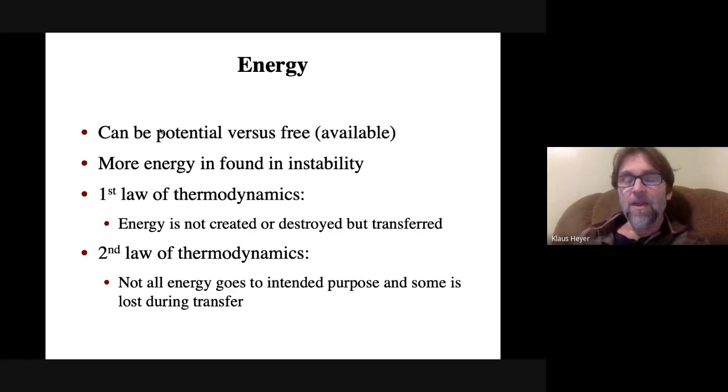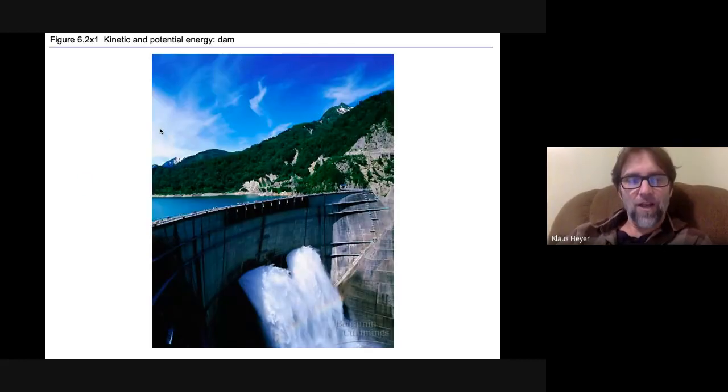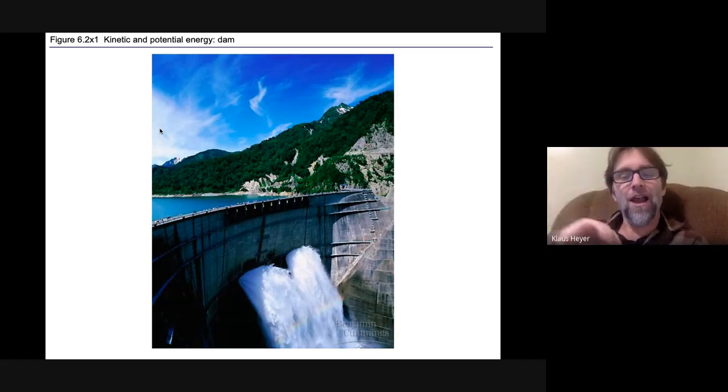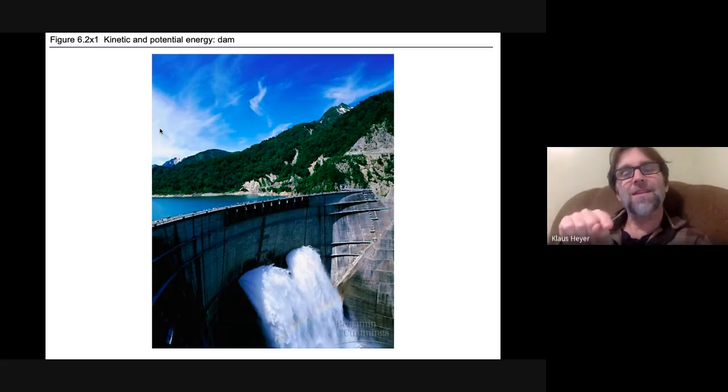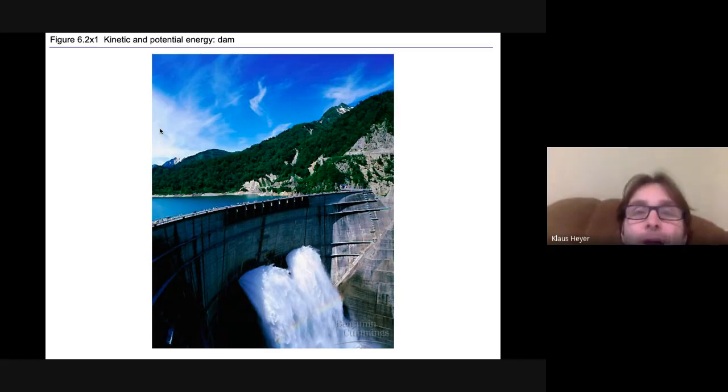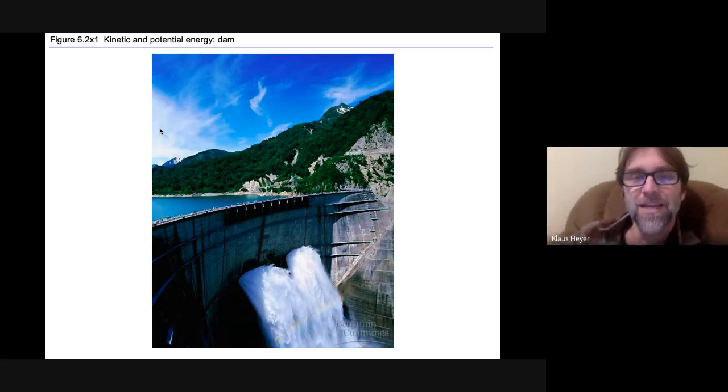There's more energy found in things that are unstable. To go back to this first slide here, you see water in a dam. That is much less stable than if we were to not have the dam and just let the water flow in the river. Letting the water flow in the river would be much more stable. This is much more unstable, but we could take this and make energy with it. There's more energy in the water that's in the dam. Or think about a compressed spring. That's not as stable as if you just leave the spring decompressed, but there's more energy in a compressed spring than a decompressed spring.